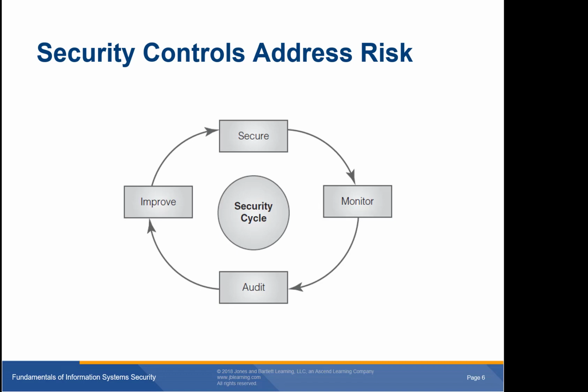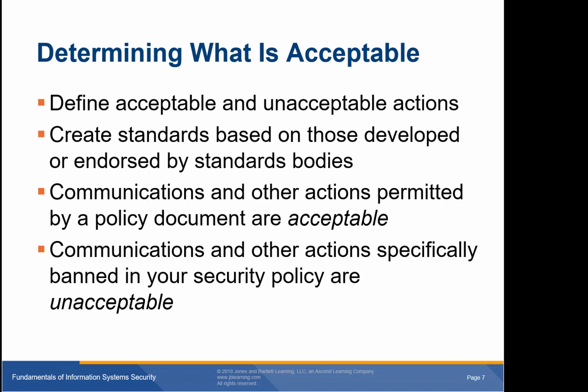This figure shows the steps in the security review cycle and how they all fit together. Your first step toward putting the right security controls in place is to determine what actions are acceptable. Your organization's security policy should define acceptable and unacceptable actions. Your organization might create its own standards based on those developed or endorsed by security bodies. Communications and other actions permitted by a policy document are acceptable. Communications and other actions specifically banned in your security policy are unacceptable.